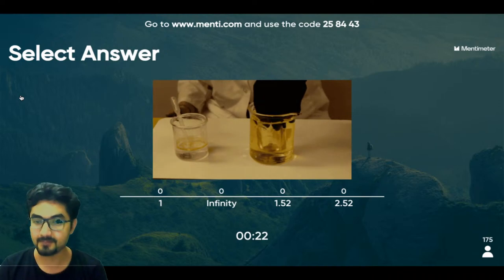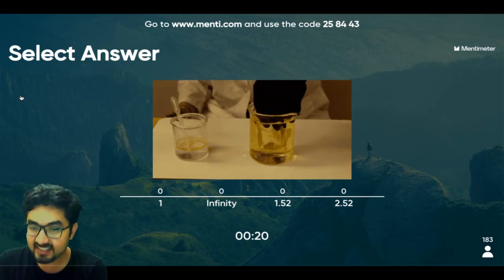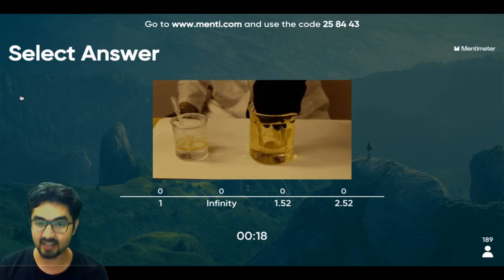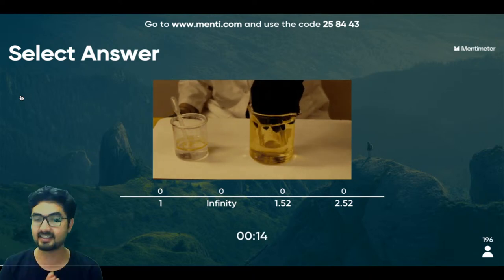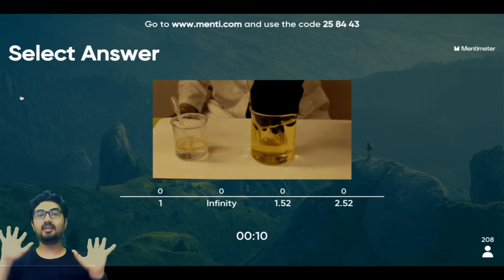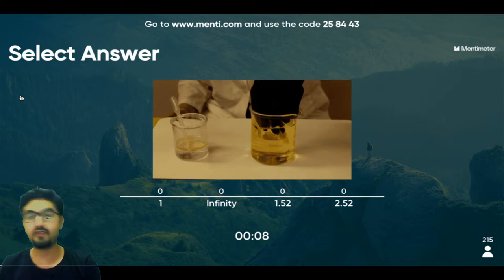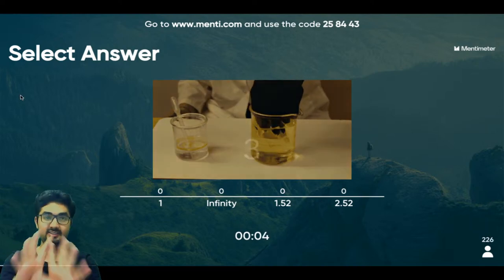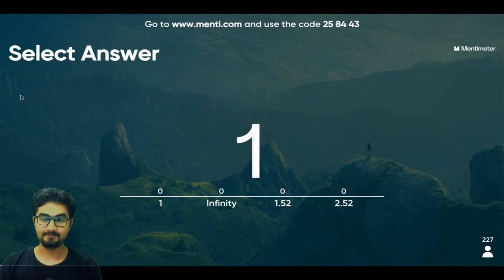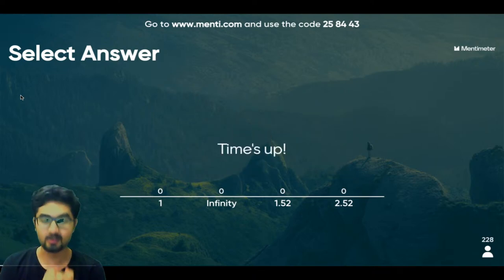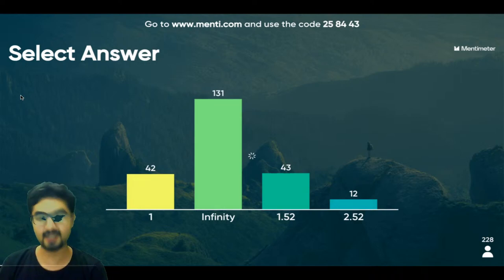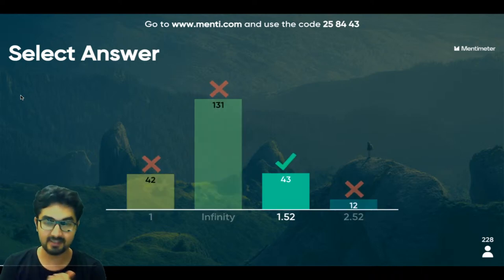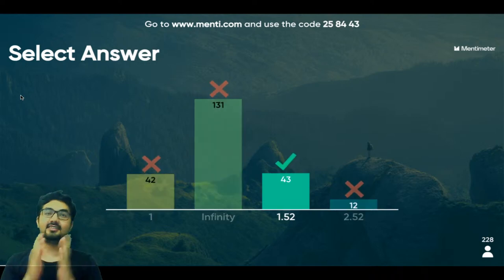Perfect. So 178, 180 people have already given the answer to this. Last 16 or 15 seconds left only. It has something to do with something. Theek hai. 1, infinity, 1.52 or 2.52. What does this incident represent? It's quite a tricky question. Bataiye. Done. So let's see. Are bhai sahab. Most of the people clicked the answer as infinity.